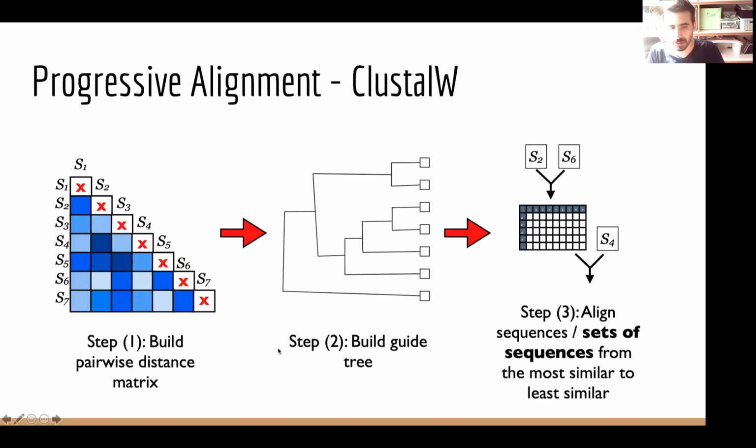So this is how it works. This is called ClustalW, one of the most frequently used multiple sequence alignment algorithms. I'm not a fan of it, but I will show you how it works. First, it builds a pairwise distance matrix. There are ways of doing that. After you have it, you can have some sort of a guide tree. We will talk about how you build trees.